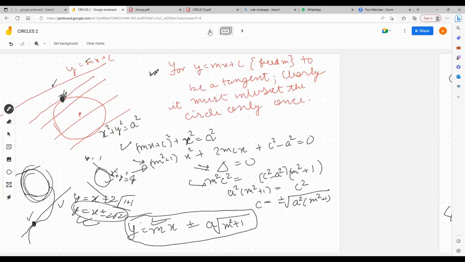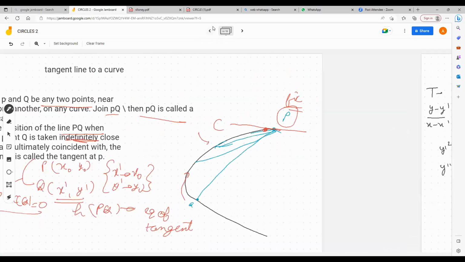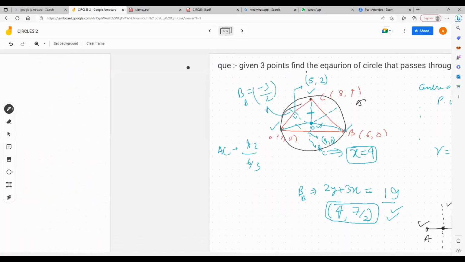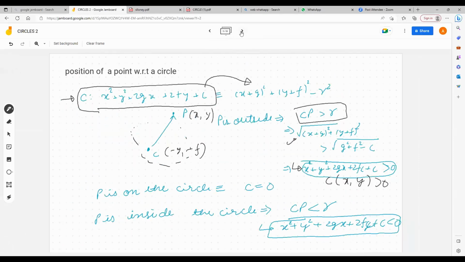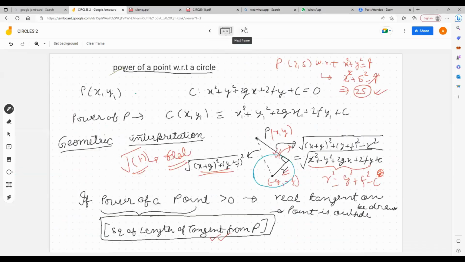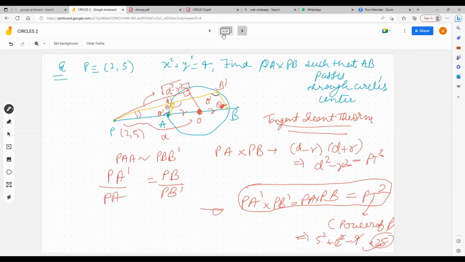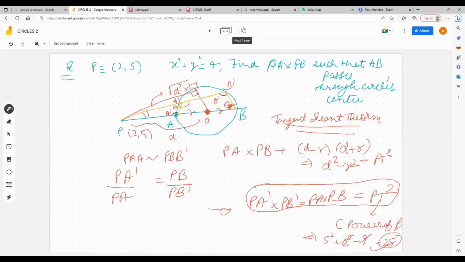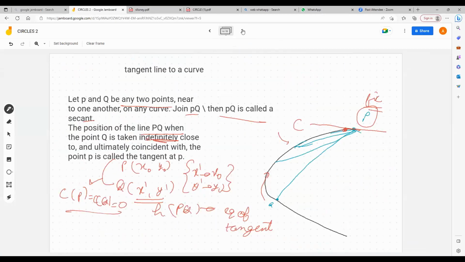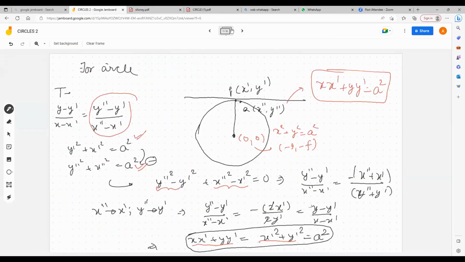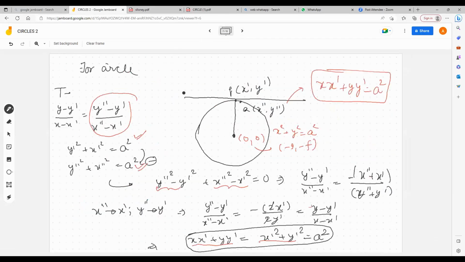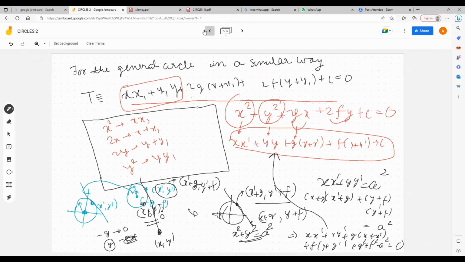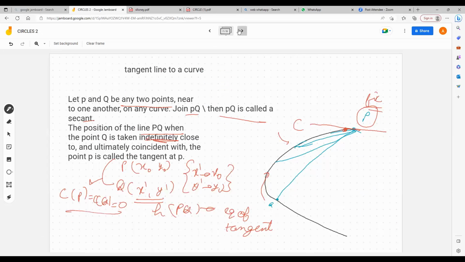So let us do a quick recap of what all things we studied today. First we did this question, and then we studied about the position of a point, power of a point, and then we saw the tangent secant theorem revisited. Then we studied the tangent line of a circle. This was the general definition of a tangent, and to be truthful, we are not going to use this definition, at least in circles.